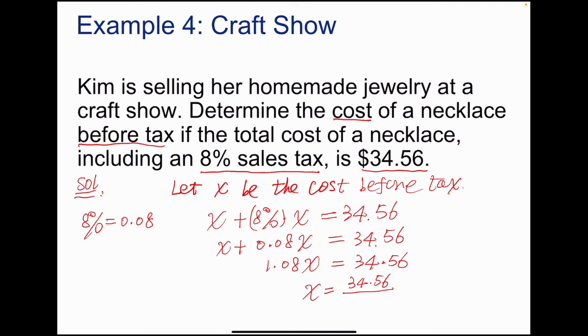So x equals 34.56 divided by 1.08. Again, I will resort to my calculator, which is not our concern here. Why not use the technology, right? 34.56 divided by 1.08 gives me 32. Okay, so the pre-tax cost is $32, and after adding an 8% tax, the total cost is 34.56.